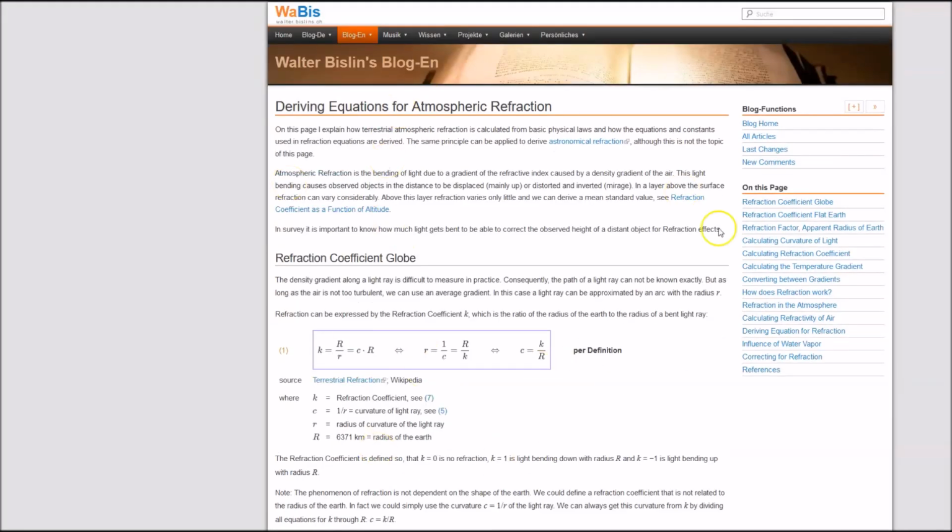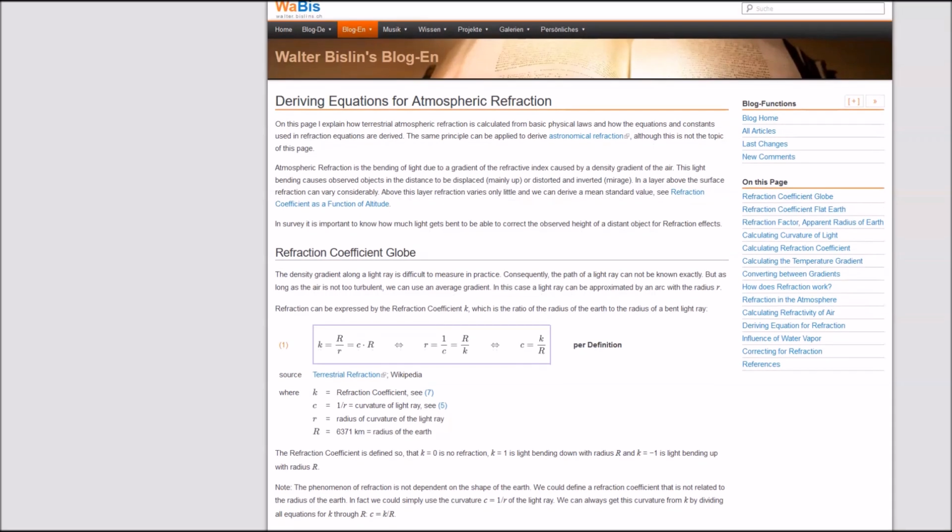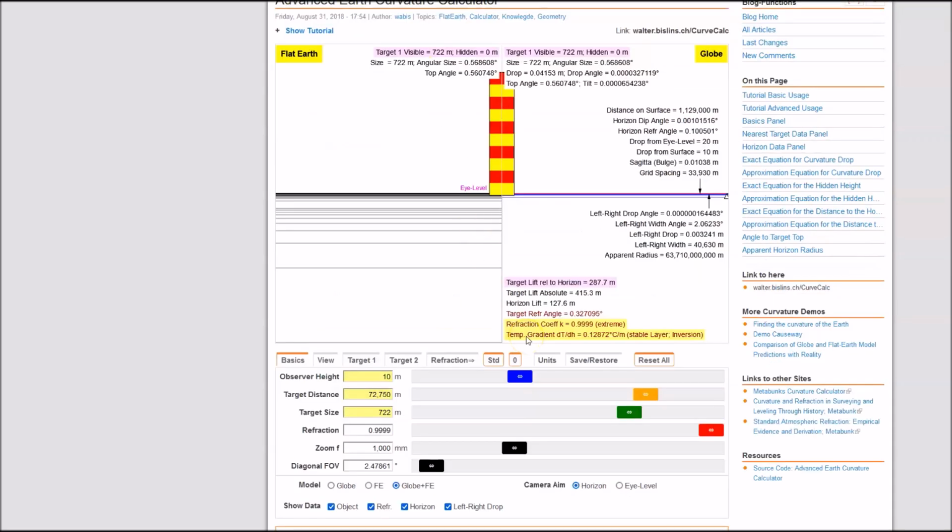So I wanted to mention this because Bislin's calculator is not just something that came from his imagination. It's not just something that he made up on his own. It has its roots in real science that long predates his own work. Let me get the page here. So here's the calculator, and like I said, this is based on long-standing science. This is not the invention of Walter Bislin. The calculator is great, but the math behind it is not his. It goes back a long way.